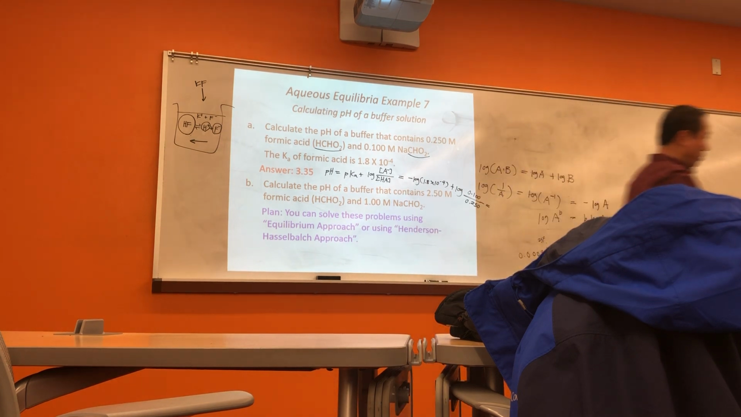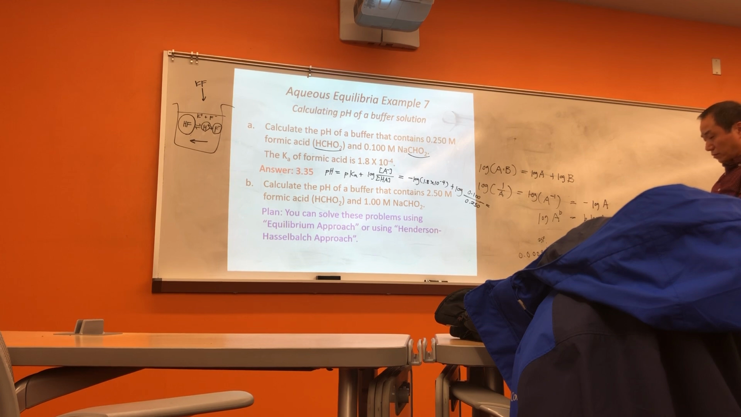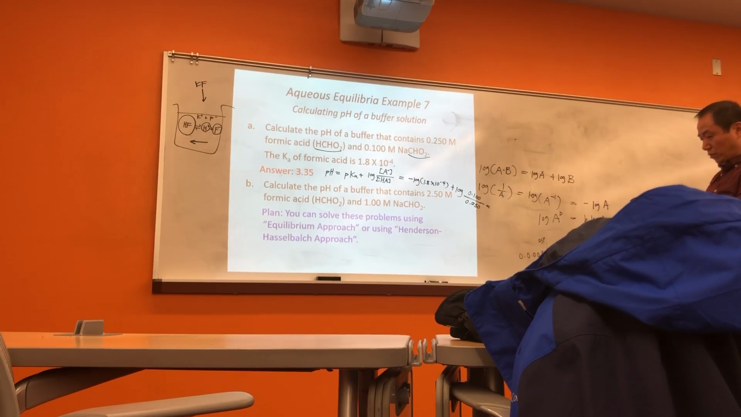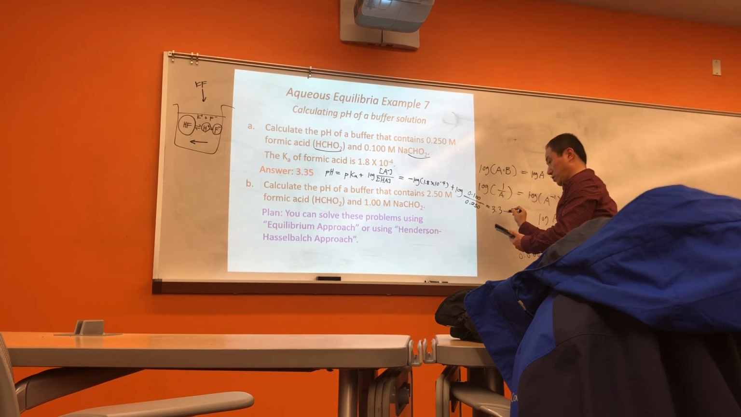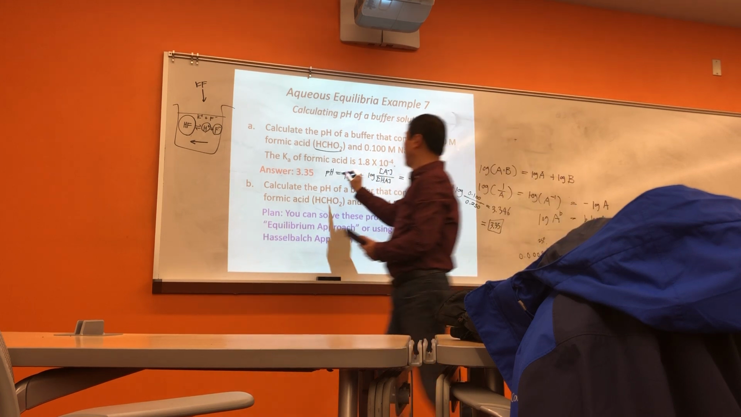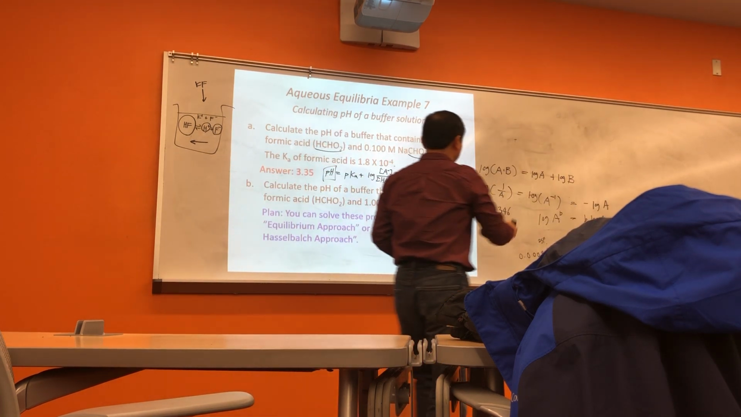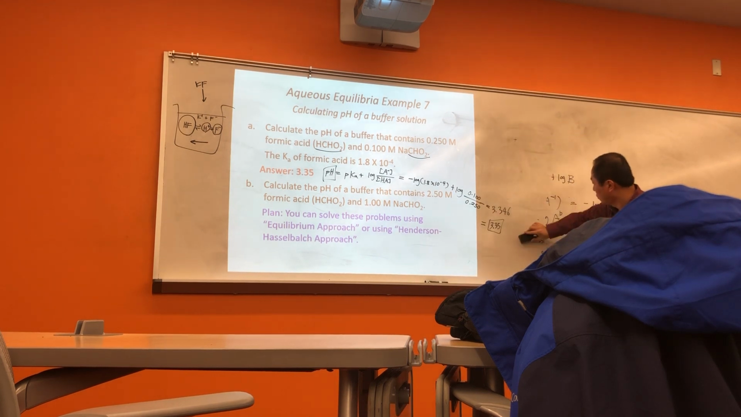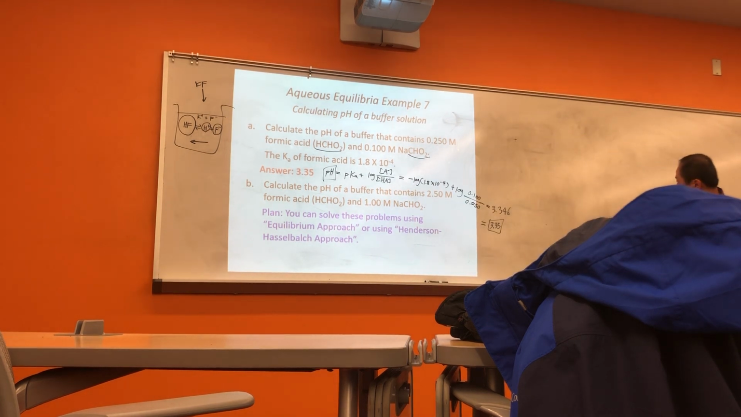So the answer for that question is just negative log of 1.8 times 10 to the minus 4, plus another log of 0.1 divided by 0.25, which gives 3.346. So with two sig figs, 3.35. Now if you use this equation, it's a lot easier. But let's go back to our Ka expression and do that again.